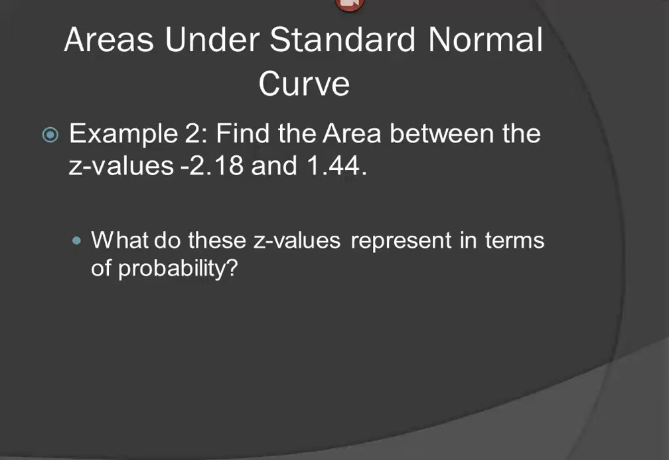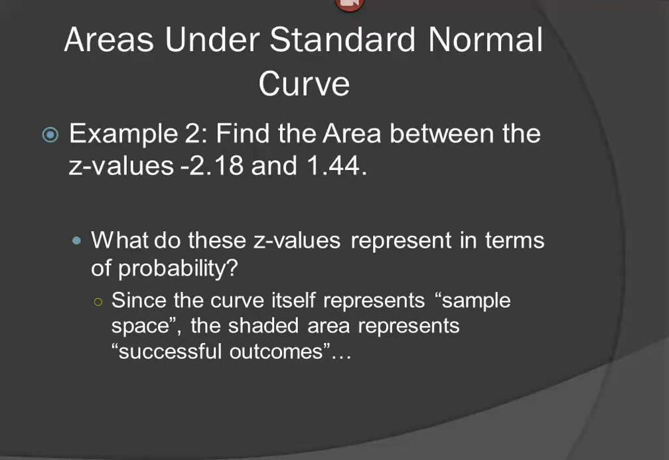All right, so now that we found that, how could we look at that in terms of probability? Well, the curve itself, remember, is representing all of my data values. And so it is, in probability terms, my sample space. The shaded area, which would be the area that we're after, is going to represent the successful outcomes. So that would be like my event space. So the way we could phrase this is, what's the probability a randomly selected value would have a z outcome that's between negative 2.18 and positive 1.44? We'd say it's 0.9105.